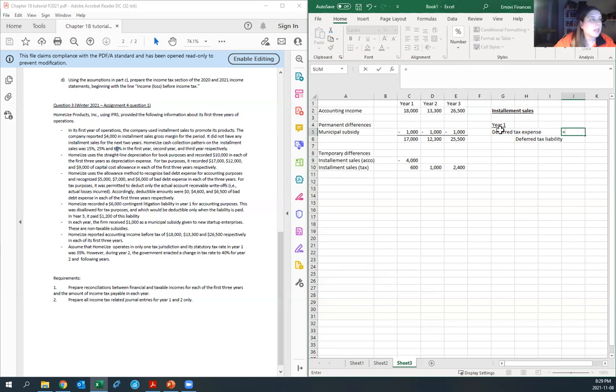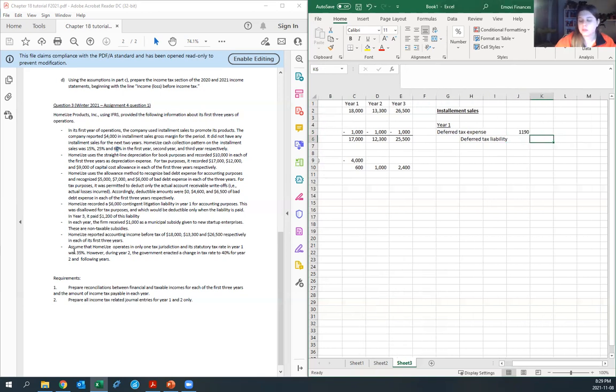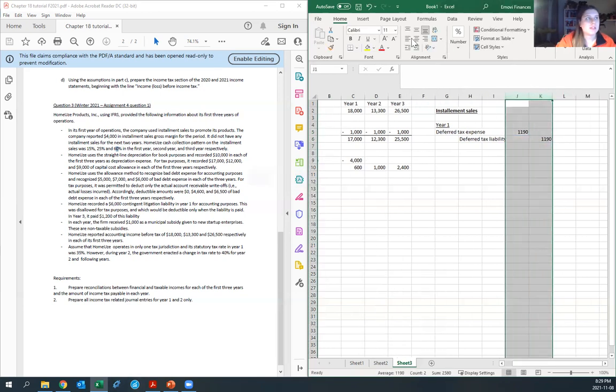And the amount is going to be your tax rate for year 1, 35% times the $3,400. That's for year 1.